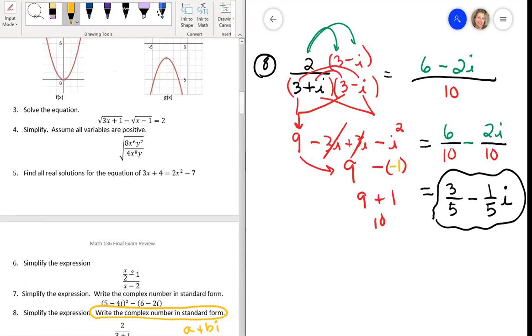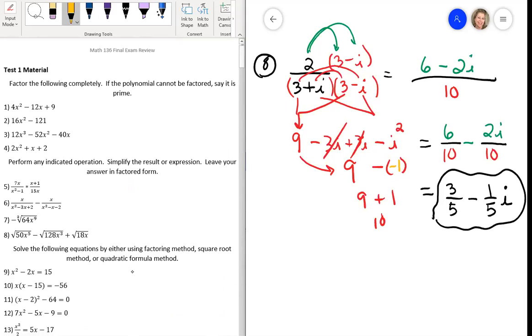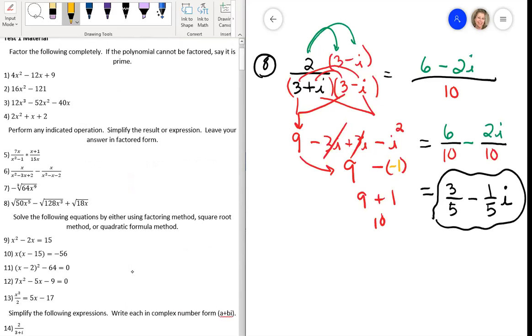So I want to go back over some factoring stuff to make sure you guys remember that.